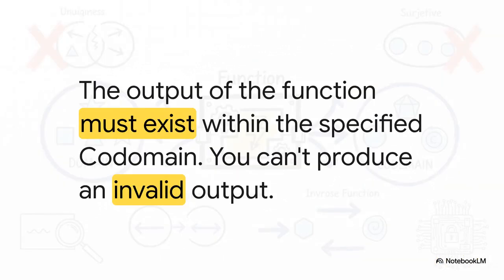The second golden rule is existence. This one means that whatever our machine produces, whatever comes out the other side, has to land in the designated output area, the codomain. It can't just spit out random things that don't belong. The output has to be a valid member of the club.